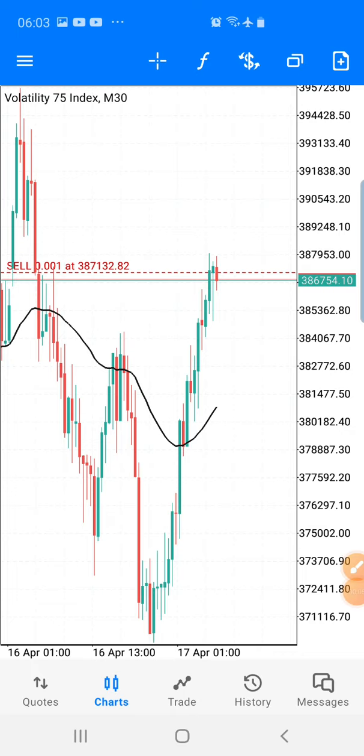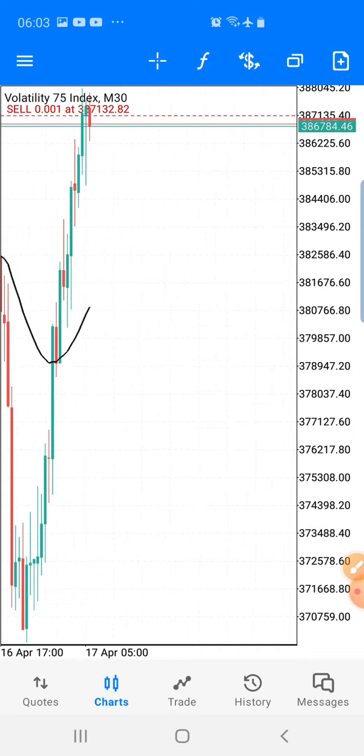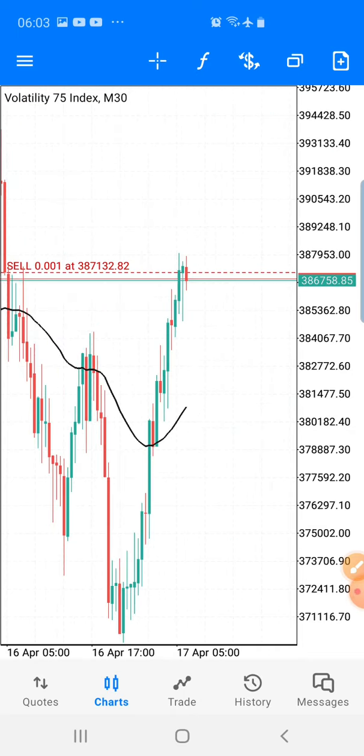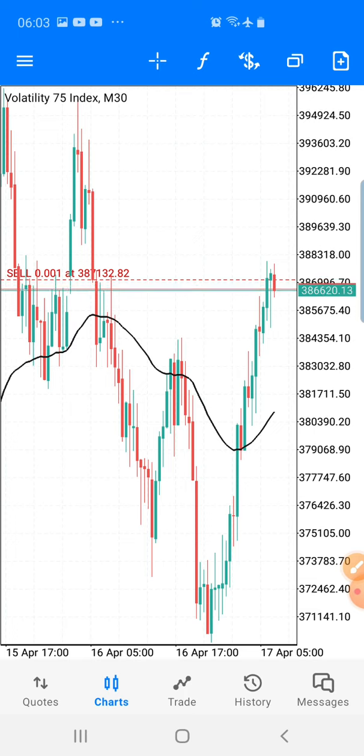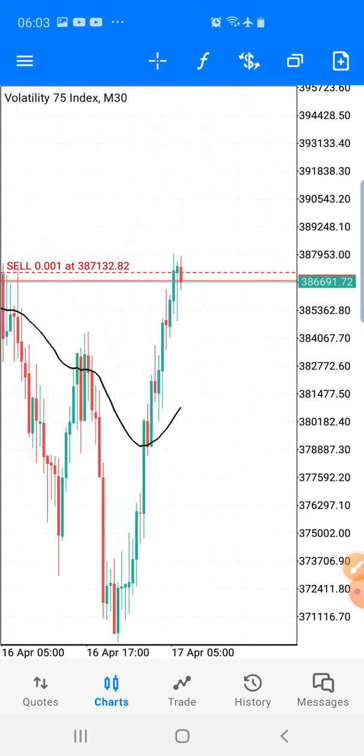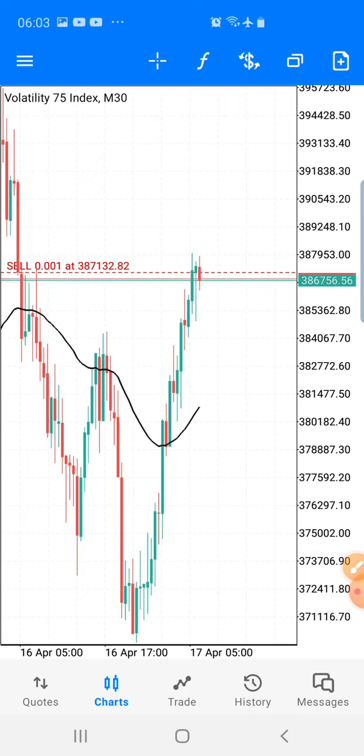Alright, so in this video I'm going to be sharing with you guys a few tricks on how to make a better entry, which you might also call a sniper entry right here. So I'm going to be using Volatility 75 as an example in this video.